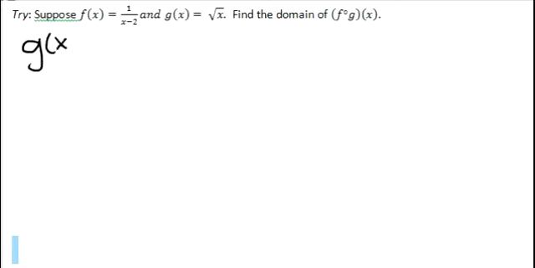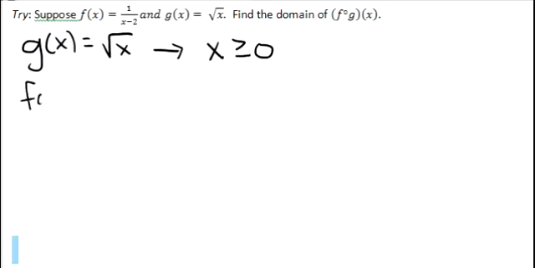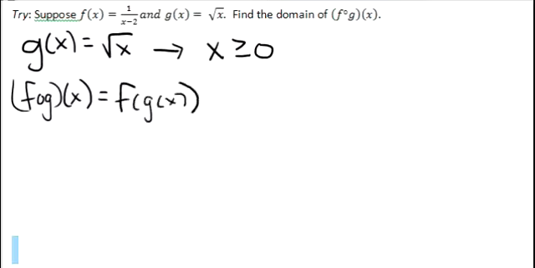g of x is equal to the square root of x, which means the domain for this piece is that x must be greater than or equal to 0. Recall that we can't take the square root of a negative number. We can then go through and find f of g of x. Again, that means that we're going to plug in g of x into f of x for x, which will be equal to 1 over the square root of x minus 2.